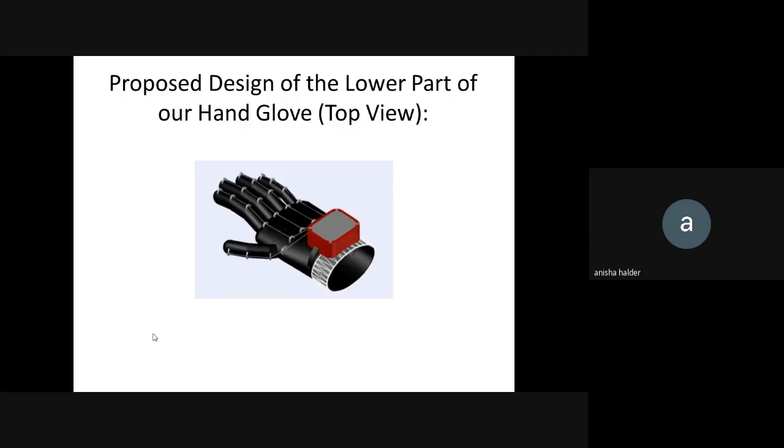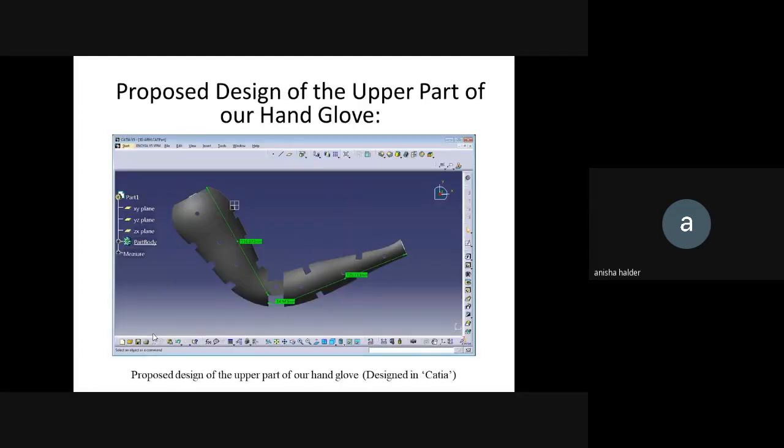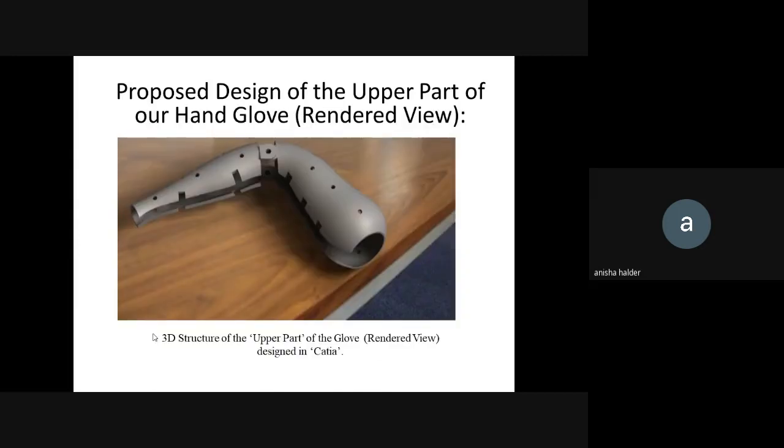This is a cat picture. This is not the original one. These are the flex sensors. So the finger movements also can be possible using this. Here is only the lower part of the hand glove, the hand only. Here is the total arm part. Okay. Here is the structure.